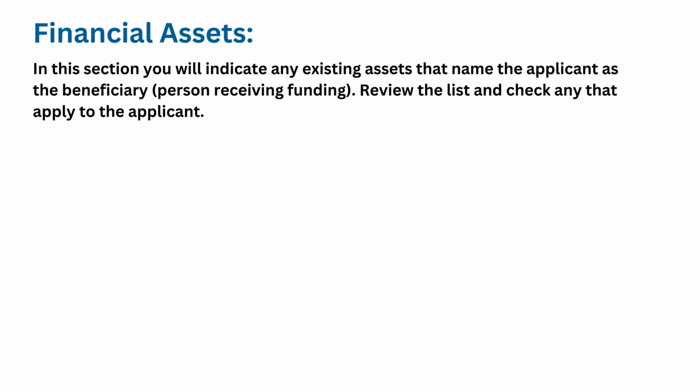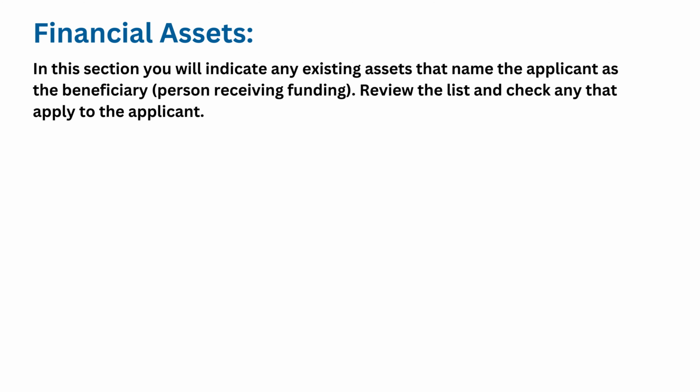In the section on financial assets, you will use the list provided to indicate existing assets that name the applicant as the beneficiary of that asset. So beneficiary is just the person receiving the funding. Just a reminder, if you are a parent applying on behalf of your adult child, you will be looking for assets that are in the name of your child. You will not be listing your personal assets.